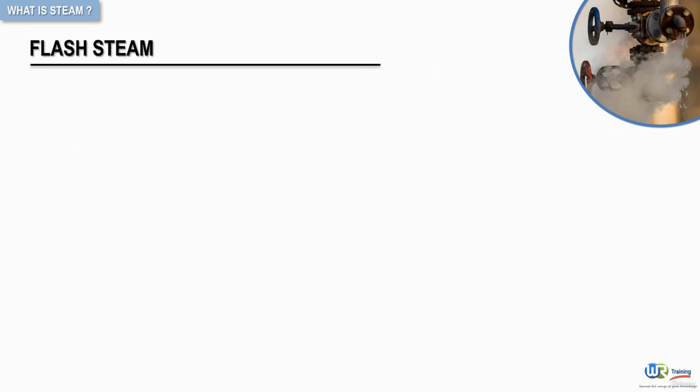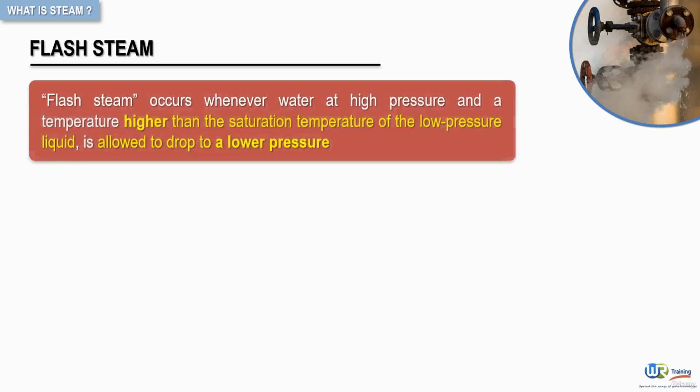The term flash steam is traditionally used to describe steam issuing from condensate receiver vents and open-ended condensate discharge lines from steam traps. But the question is, how can steam be formed from water without adding heat? Actually, flash steam occurs whenever water at high pressure and a temperature higher than the saturation temperature of the low pressure liquid is allowed to drop to a lower pressure.